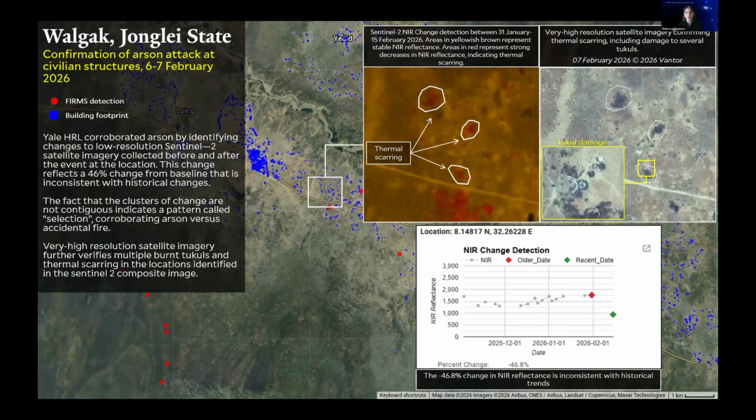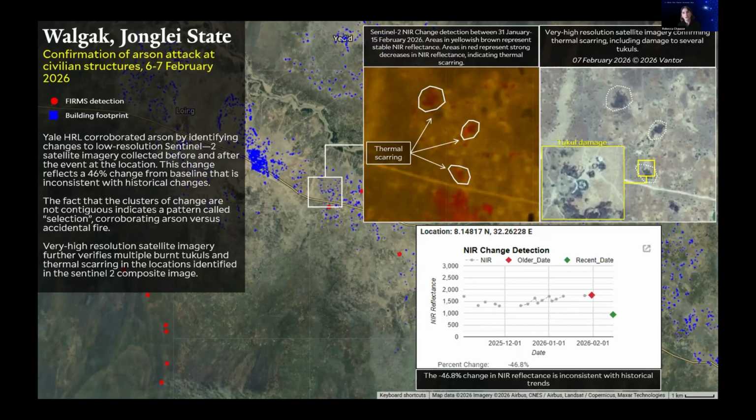But what we can see whenever we compare the red diamond, which is the pre-image, to the post-image, which is the green diamond, is that there is a significant decrease in the near-infrared. The significant decrease was actually over 46%, which corroborates that this is likely not consistent with historical trends and is likely newly observed thermal scarring.